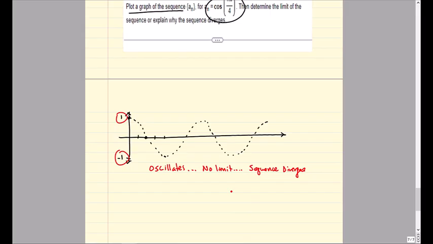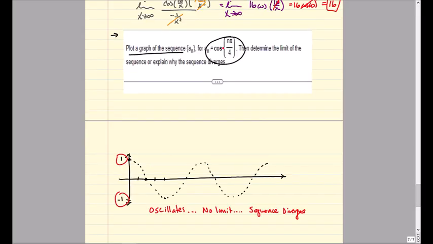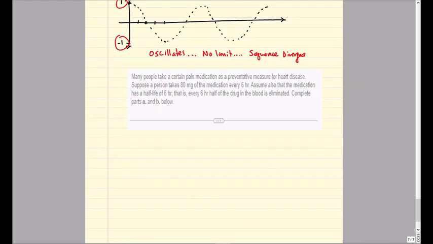Now I could try and take a limit, and if I did take a limit here, I would have the cosine of infinity, and that's not anything I can evaluate because it oscillates, again, goes back and forth between negative 1 and 1. It doesn't settle on a particular value.